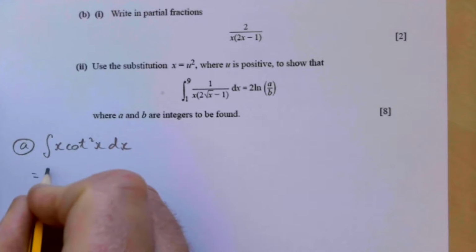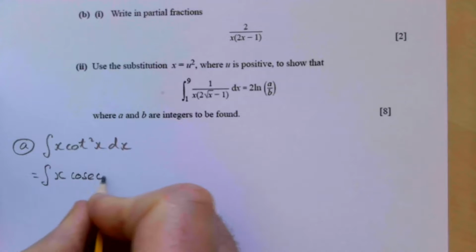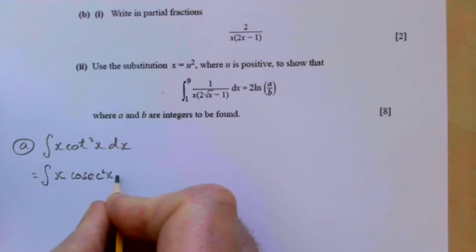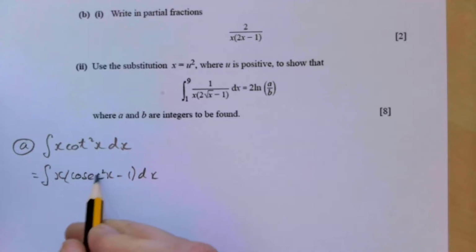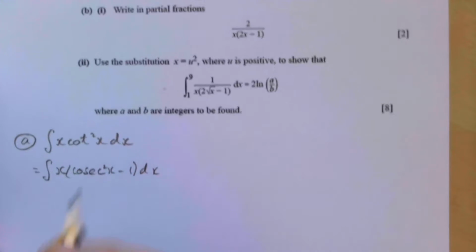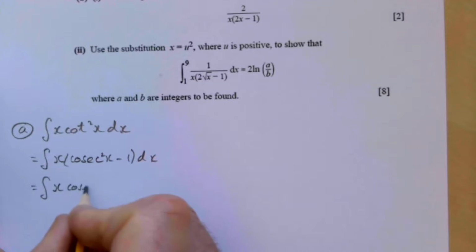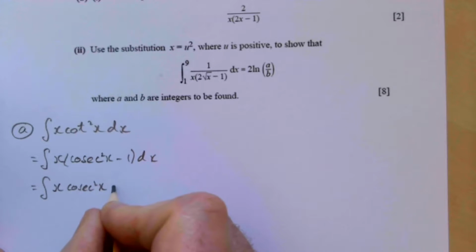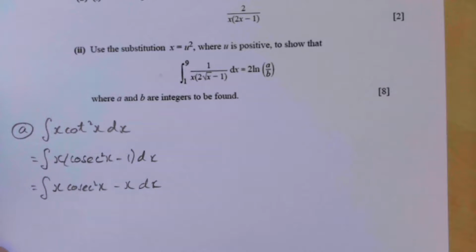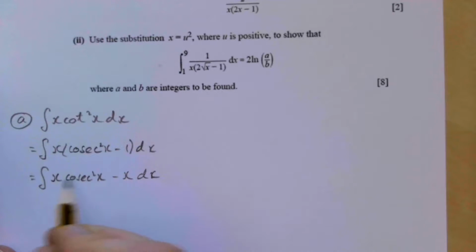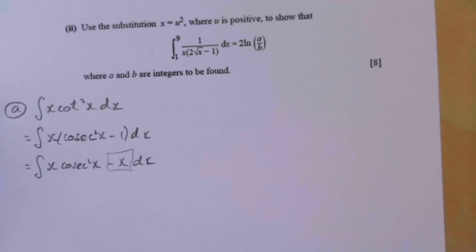So this is the same as x cosec squared x minus 1. And again, the reason I'm doing this is that cosec squared x is easy to integrate, cot squared x isn't. So that means we have the integral of x cosec squared x minus x dx. This is now going to be integration by parts, and we're going to just do this wee bit separately at the end, so hopefully that won't confuse.